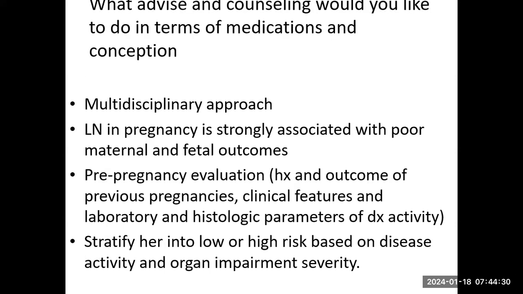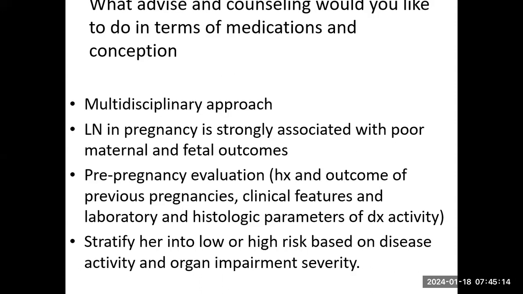How will you counsel and advise the patient in terms of medication and conception? I would want to advise the patient that a multidisciplinary team, including the nephrologist, rheumatologist, and obstetrician, would team up to manage her as regards conception and even the primary disease. I would counsel her that lupus nephritis in pregnancy can be successful when properly planned and managed with this multidisciplinary team. However, I will let her know that lupus nephritis in pregnancy is strongly associated with poor maternal and fetal outcomes, particularly when it's not properly planned.